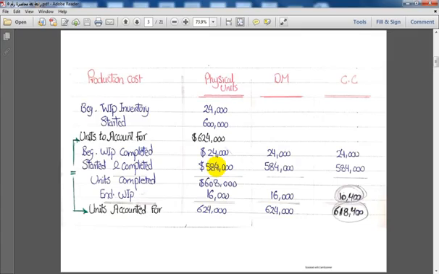Current period cost, direct material and direct labor given. Direct material 5,065,000 and direct labor cost 4,105,000. Overhead equals direct labor cost times 70%. 4,105,000 times 70% equals 2,873,500.